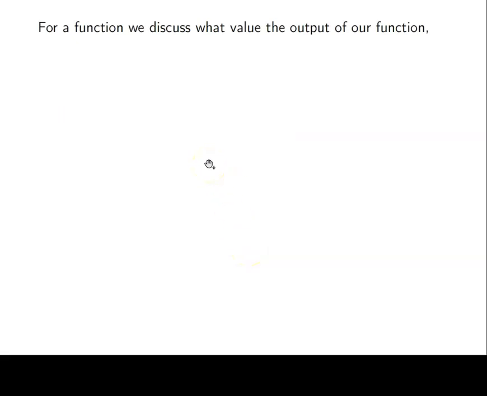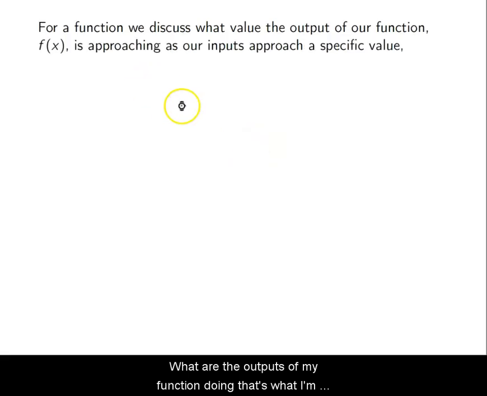So when we're talking about limits, what we're doing is really, as I said before, we're discussing what our function is doing. What is the output of our function doing as our inputs approach a value, right? So as x gets really, really close to, let's say, 5, what is my function doing at 0? What's my function doing at 3? At 4? At 4.5? At 4.9? At 4.99999? As I get closer and closer to 5, what are the outputs of my function doing? That's what I'm interested in, okay?